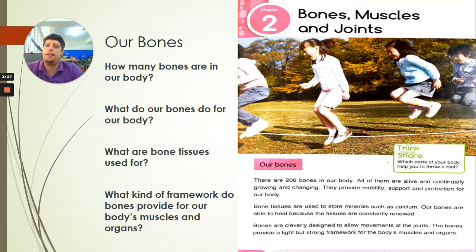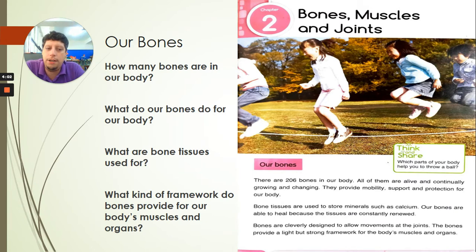Okay, so for example, our skull protects our brain, okay? So our skull, our head, but our skull is protecting our brain. And our rib cages here are protecting our lungs and heart, okay? So there are different bones that protect different parts of our body. Okay, so I hope you were able to think of them, okay?